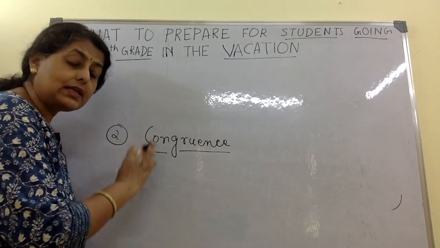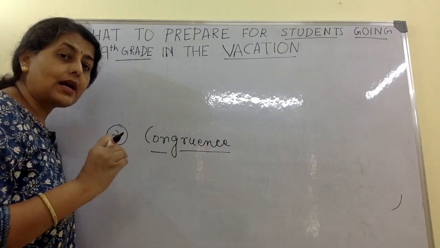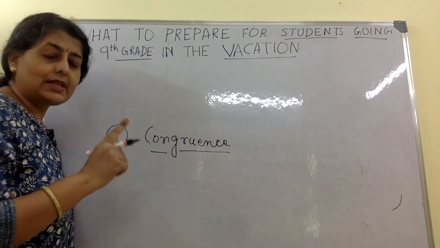That is why I am saying do all the sums of congruence from the 8th book, and then start doing simple questions from your 9th standard textbook also. Okay, so that is one thing.